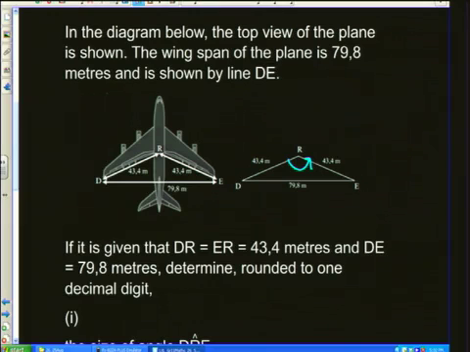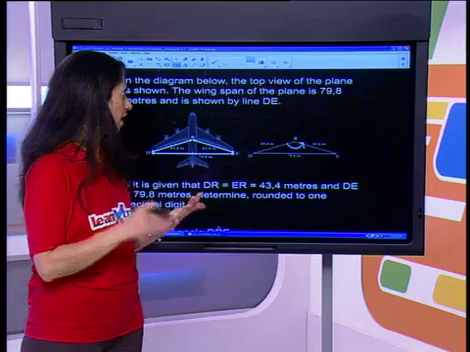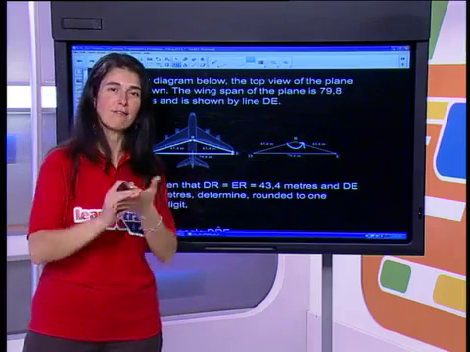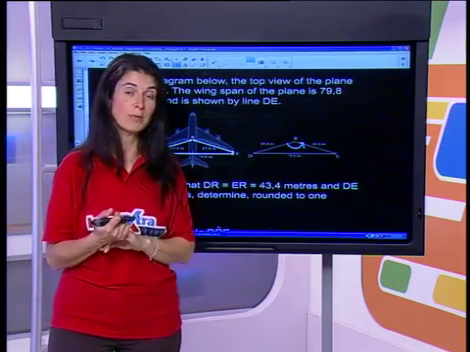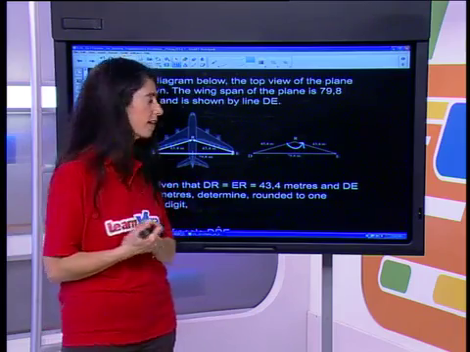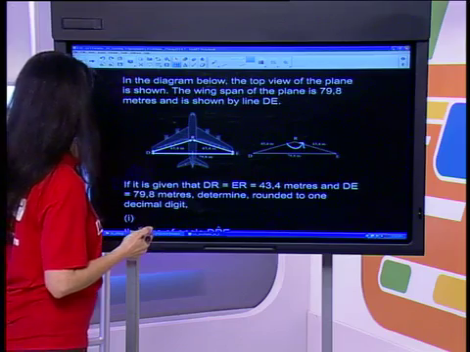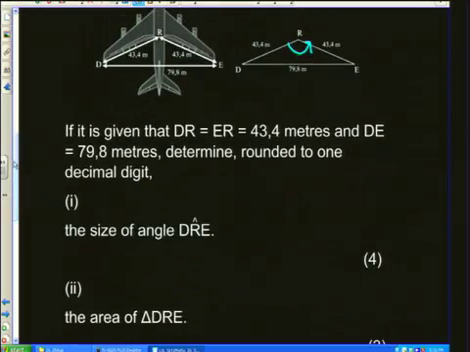And grade 11s, what would you say? You've got side, side, side. If I have three sides, how do I calculate an angle? Which rule helps me to find an angle when I have three sides? Yes, it's the cos rule. So this would be the side that's opposite the angle. That's how we start the formulae.